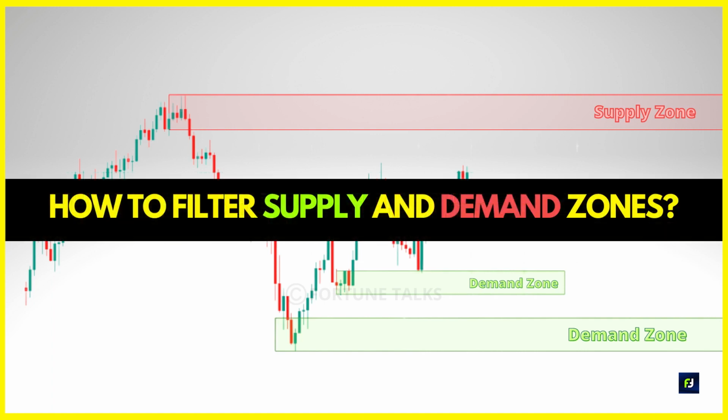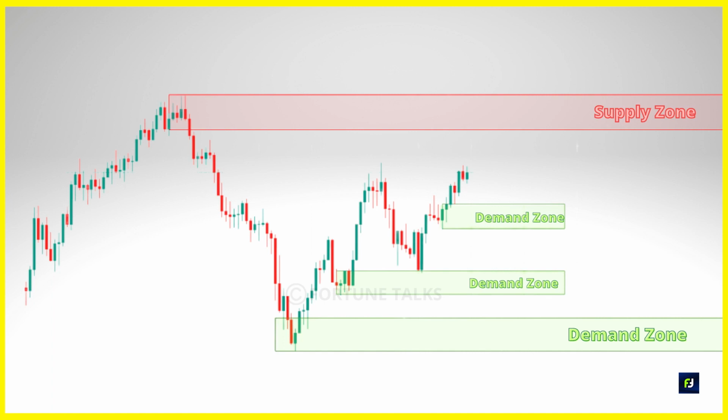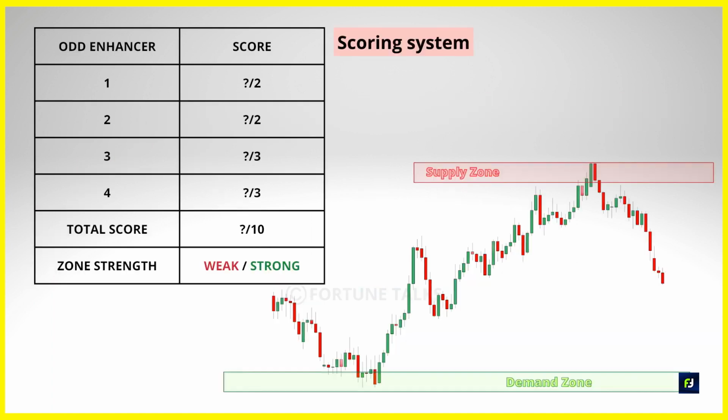So, how can you filter out these supply and demand zones you have identified so that you only pick those which present a high probability of success? Remember, the goal is always to stack the odds in your favor and not the other way around. The solution is to have a scoring system or a filtering system.